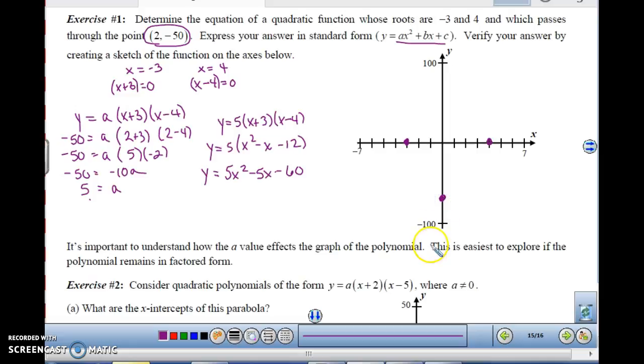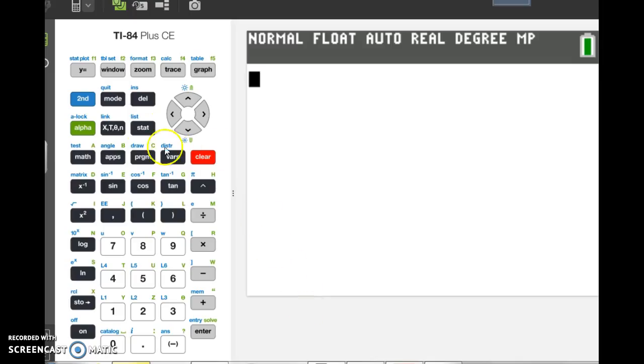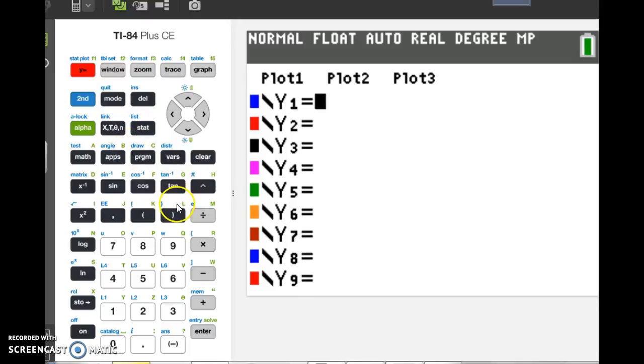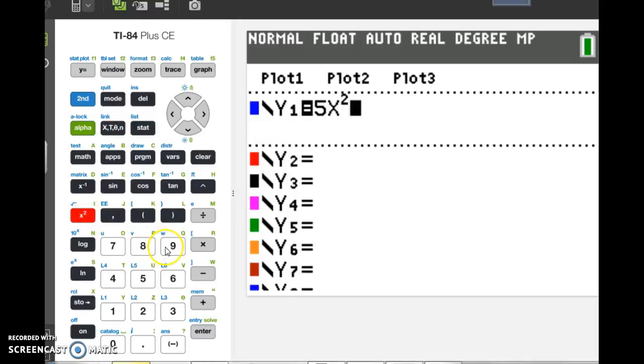All right, so this is a parabola. It's going to come down and go back up, and we can probably figure out the vertex if we need to, but for our equation, let's just draw it for right now. It should look something like that. So there is my parabola. Now let's see how close we came on our graph. I'm going to put in y equals 5x squared minus 5x minus 60.